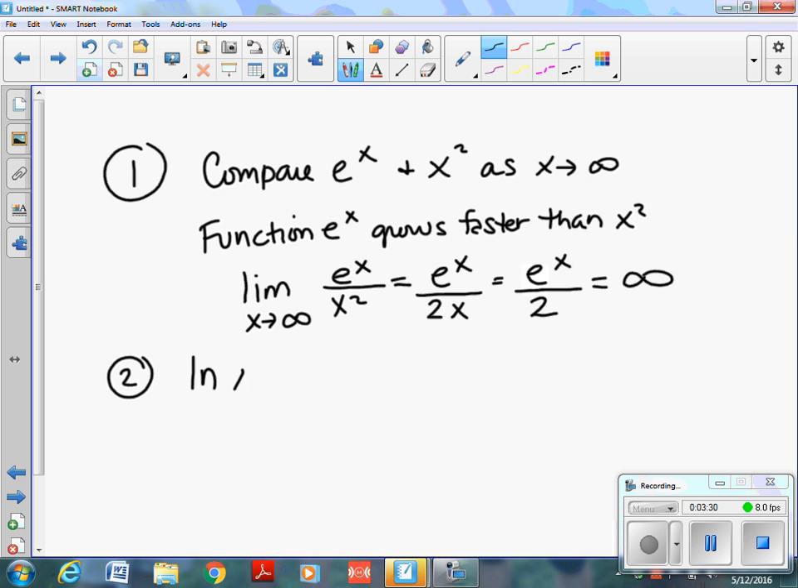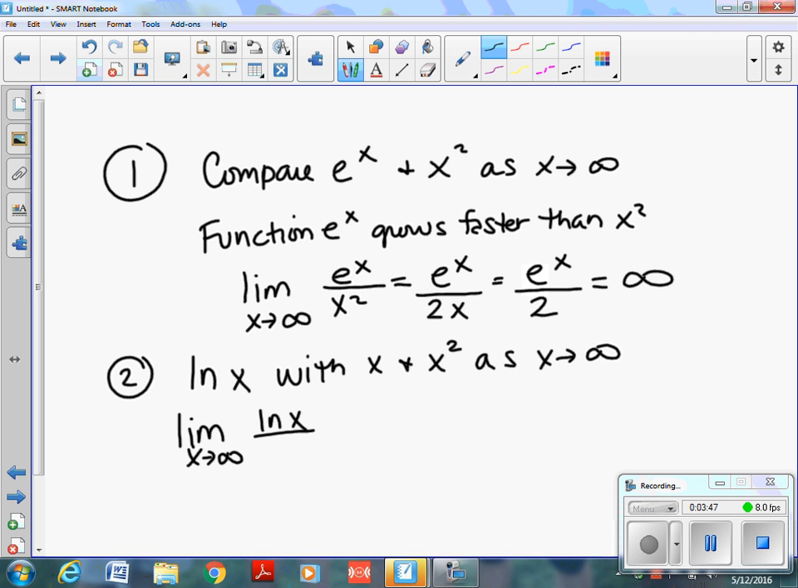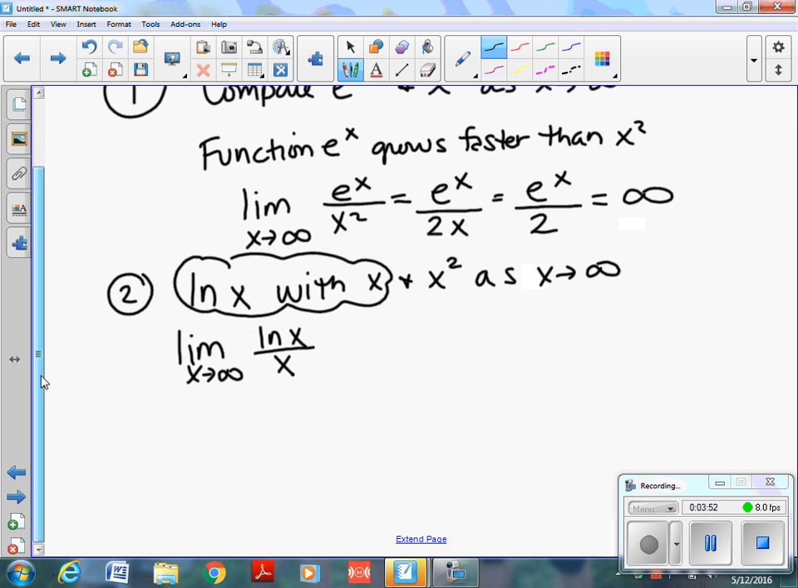Number 2. The natural log of x, compare that with x and x squared as x approaches infinity. So, the limit as x approaches infinity of the natural log of x over x, and I'm going to do these 2 first. Okay, so I'm going to find the derivative. The derivative of the natural log of x is 1 over x, and the derivative of x is 1, which really just makes 1 over x. And as x is getting bigger and bigger and bigger, it's getting closer and closer to 0.